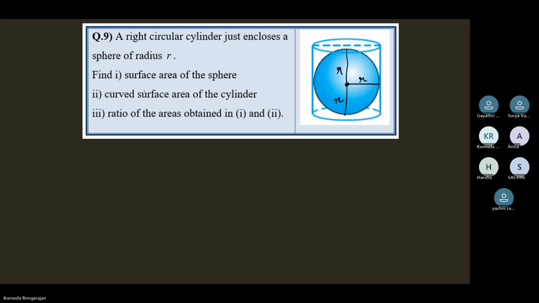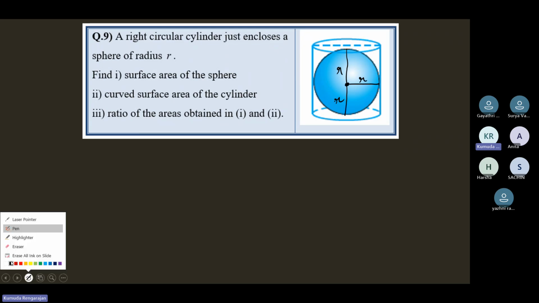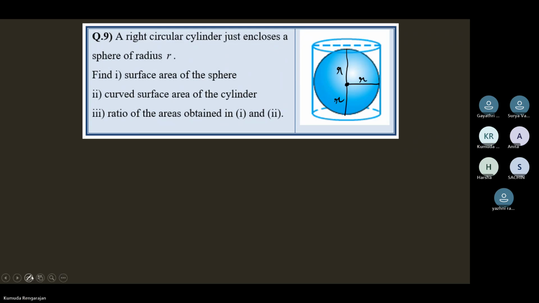Okay. Find the surface area of the sphere. Surface area of the sphere, CSA and TSA, both are the same. So surface area is 4 pi r square. Then the CSA of the cylinder, the curved surface area of the cylinder.